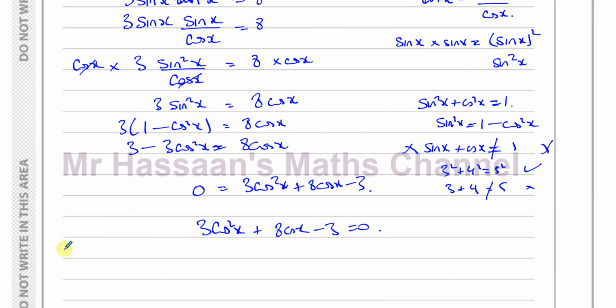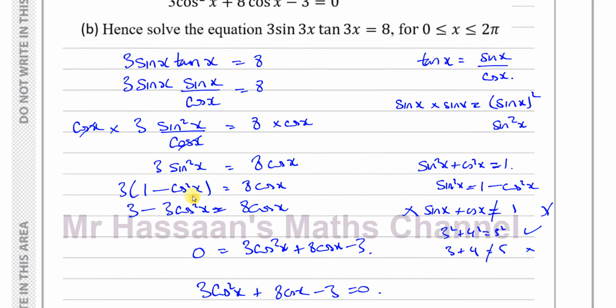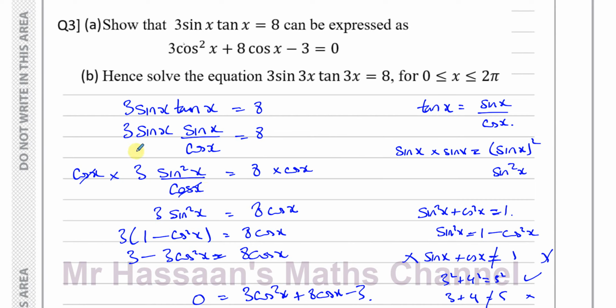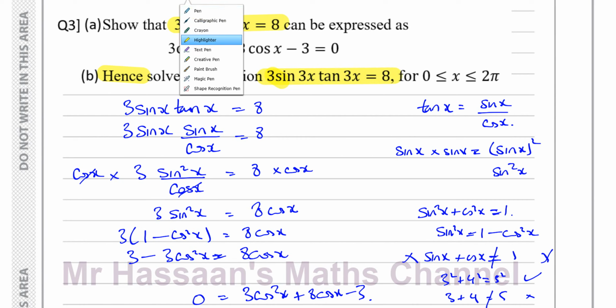So that's part A. Now for part B, it says hence solve the equation. Now the word hence means using what we have just found. If you compare, you always see a link between what you have done in part A and part B. Whenever you see the hence, there's always a link to what's done earlier. So these two, you can see they're almost exactly the same. The only difference being, now we have, instead of x, 3x.